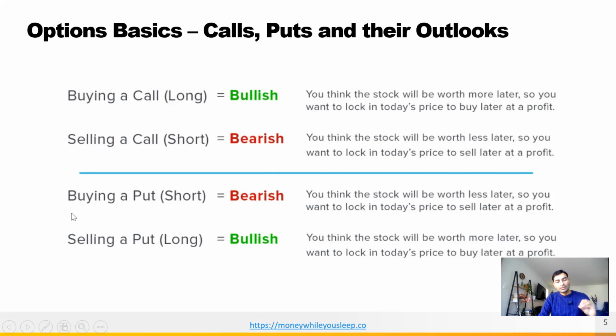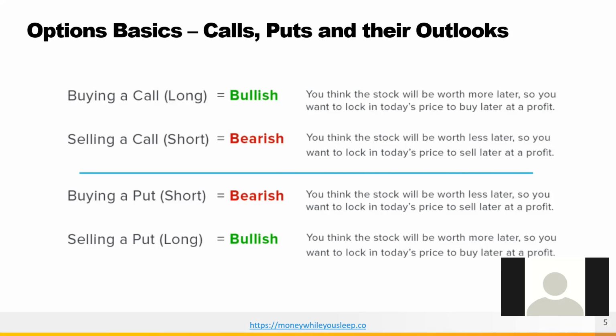And similarly, because there is a buyer of a put contract, somebody has to become a seller to sell that put contract. So somebody sells that put contract, and hence if the buyer of a put is bearish, the seller has to become bullish over here in this scenario.